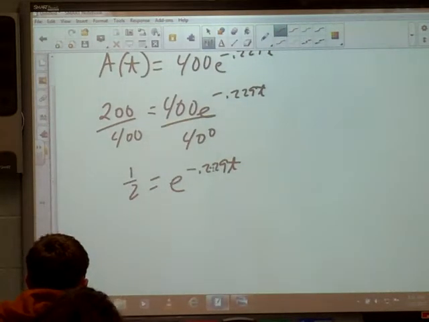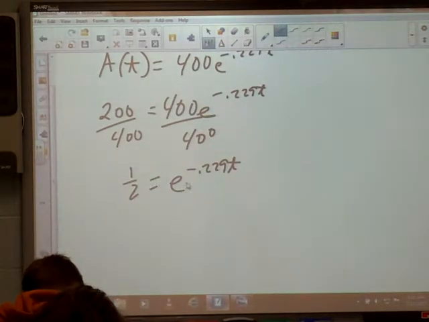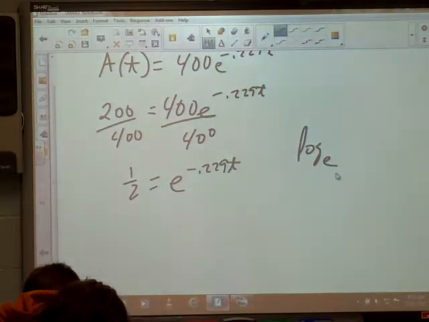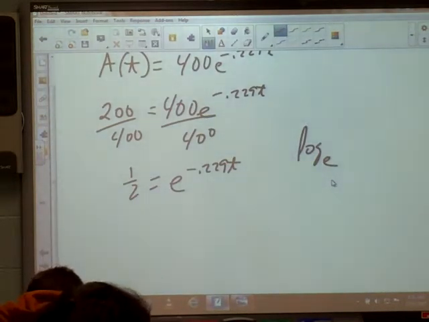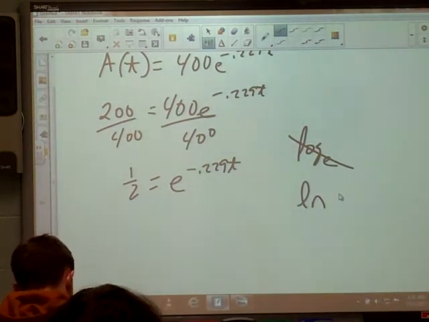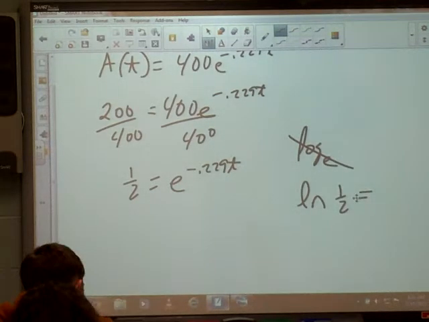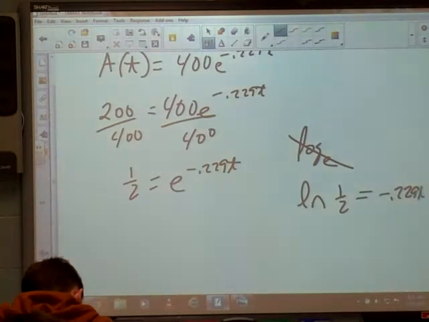This is exponential form. I'm going to rewrite this in log form. My base is e, so I've got log base e. I could leave it that way, but what's log base e the same as? ln. So I'm going to make my button pushing easier and write ln of 1/2 is equal to negative 0.229 t.